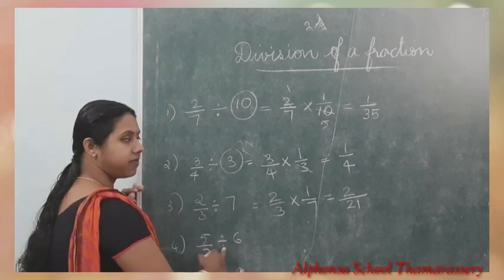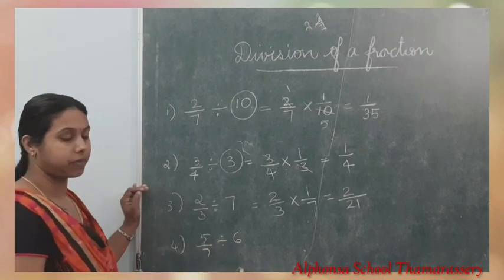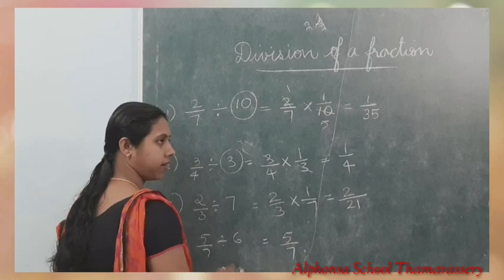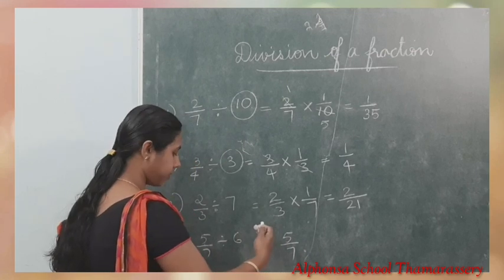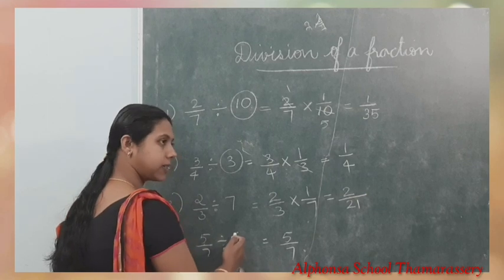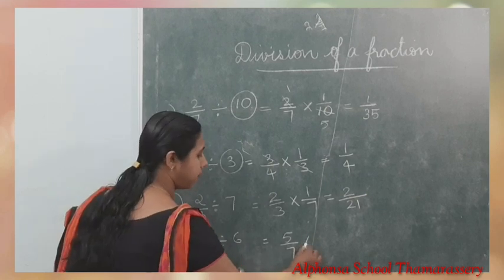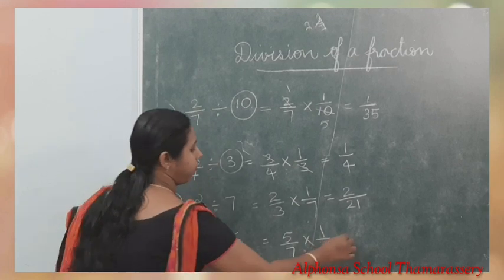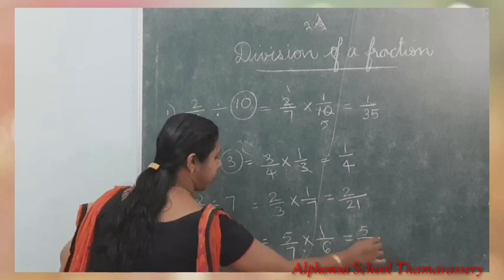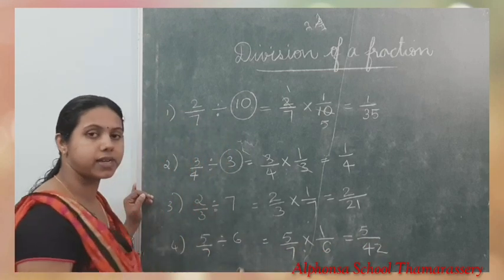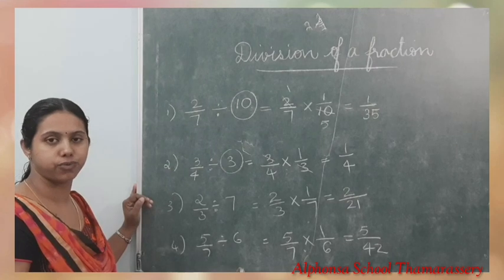5 by 7 divided by 6. 5 by 7. What is the next? Take the reciprocal and multiply. So reciprocal of 6 is 1 by 6. So 5 by 7 into 1 by 6. 5 ones are 5 divided by 7 6s are 42. There is no common factor. So the answer is 5 by 42.